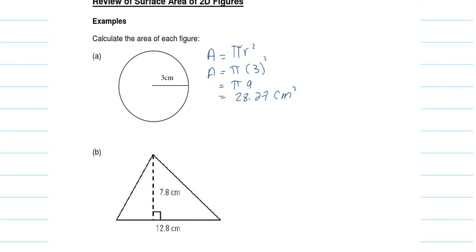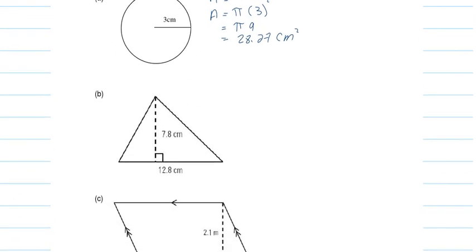Now, the second shape that I have is a triangular shape. What's the formula for the area of a triangular shape? Base times height divided by 2. So in this case, we are lucky because the height was given to us, right? Sometimes the height is not given to you and you have to find it using trigonometric ratios, right?